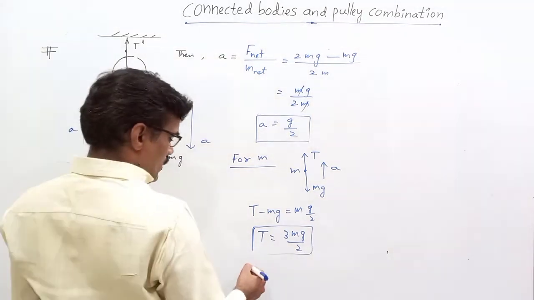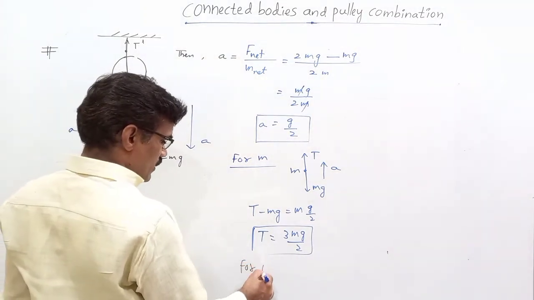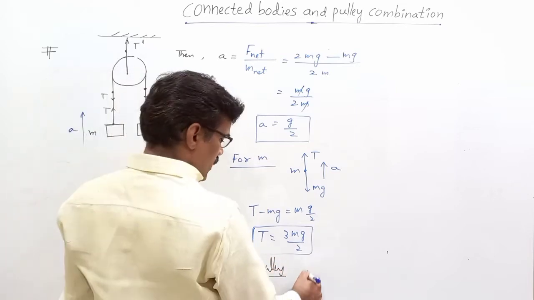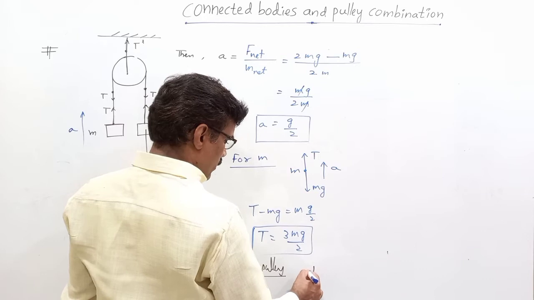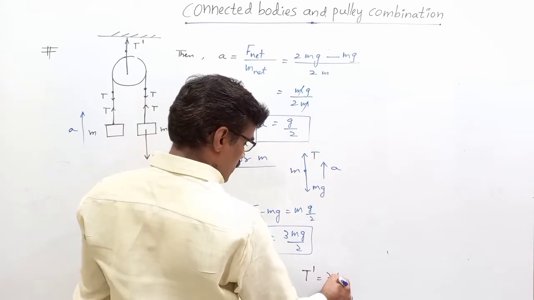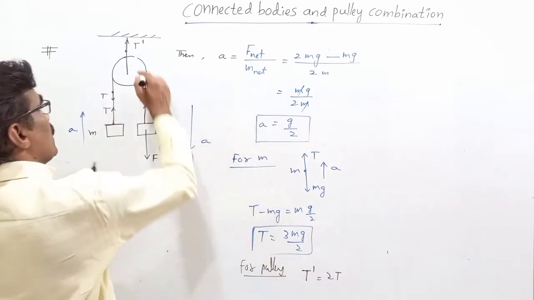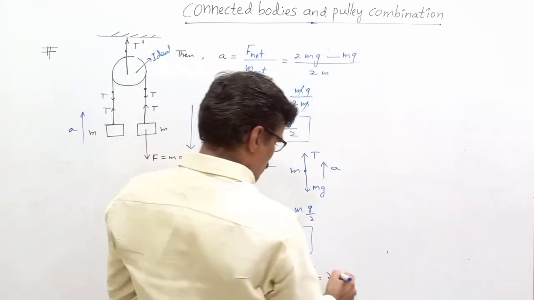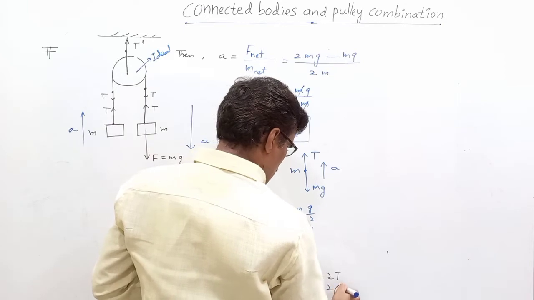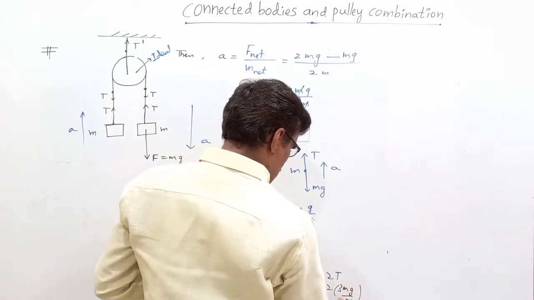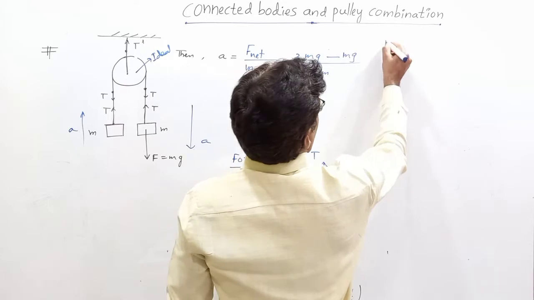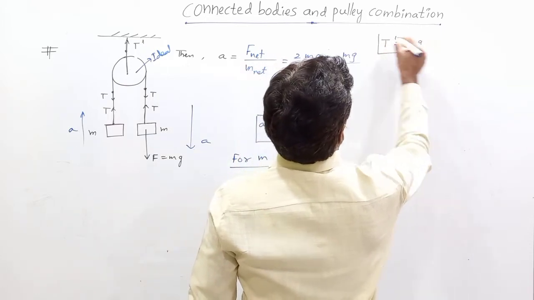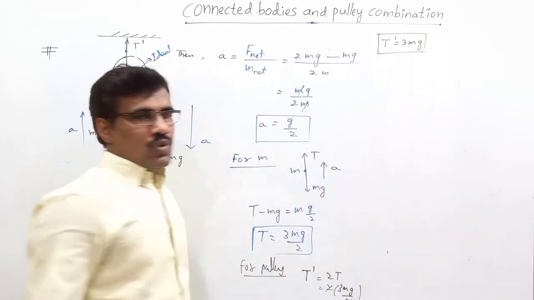Then next, the pulley. For the pulley concept, the pulley free body diagram. It is a fixed pulley and an ideal pulley. That's why T dash equals 2T. If it is ideal, T dash equals 2T. Therefore 2 into 3mg by 2, the 2 cancels, so T dash equals 3mg. Okay, so this is one model.